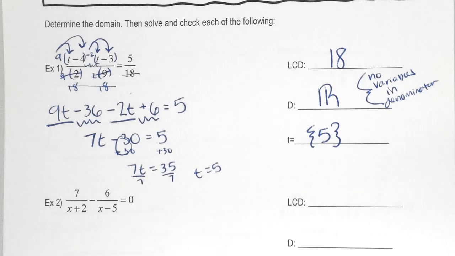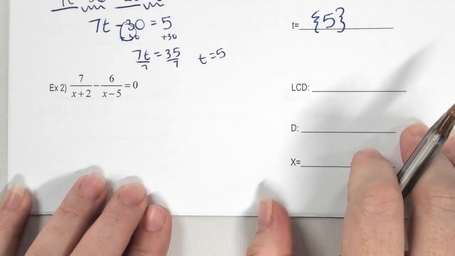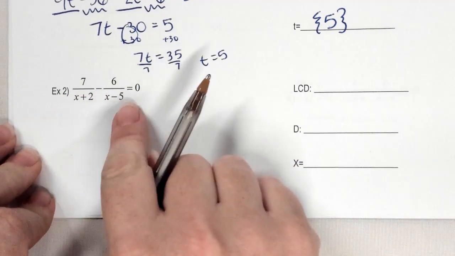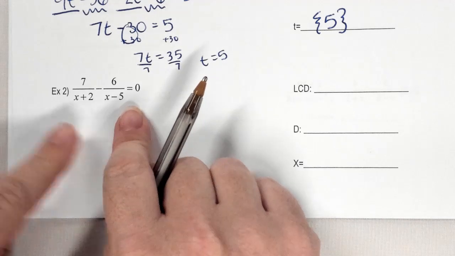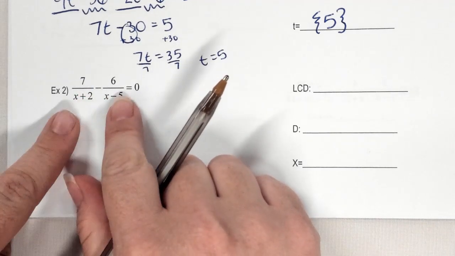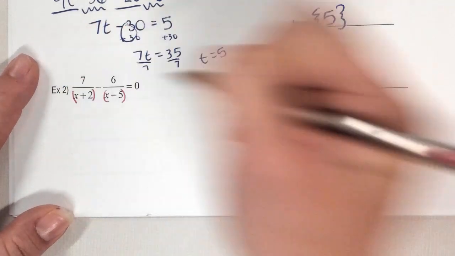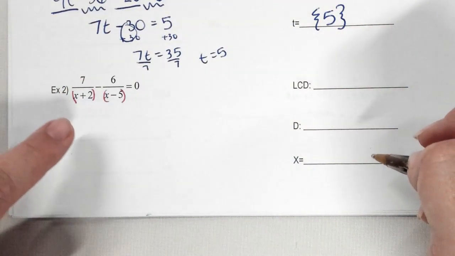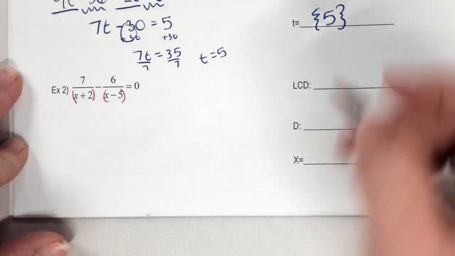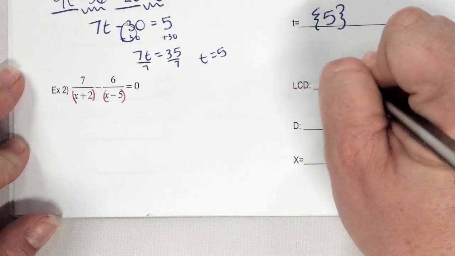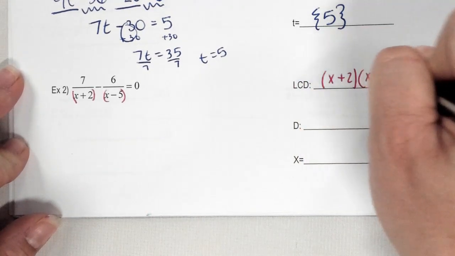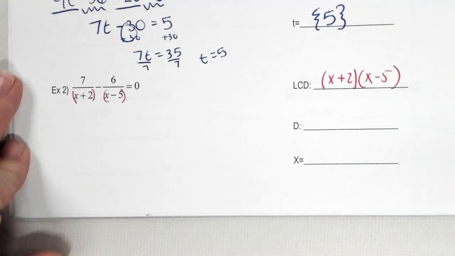Okay, so look at number 2. Number 2 is a little different because we have binomials in our denominator, and we can't separate them because they're together and we don't have anything on top to separate. So I have this whole thing times this whole thing. When you have that in your denominator, your LCD is just the two of them multiplied together. You don't actually have to double distribute them. You can leave them like this. It makes it easier.